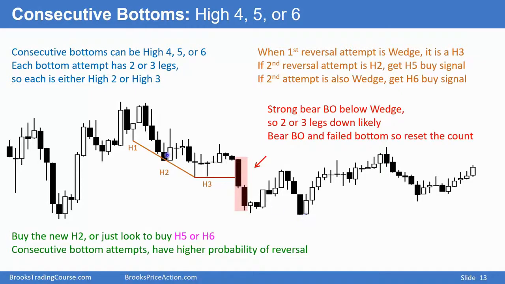Leg 1, leg 2. I don't care if you call it high 1, 2, 3, 4, 5, or if you call it 1, 2, 3, 4, or if you call it first bottom and then second bottom. Whenever the bottoms are complex, in other words, have 2 or 3 legs, and you have a pair of them, the odds of a reversal are higher.